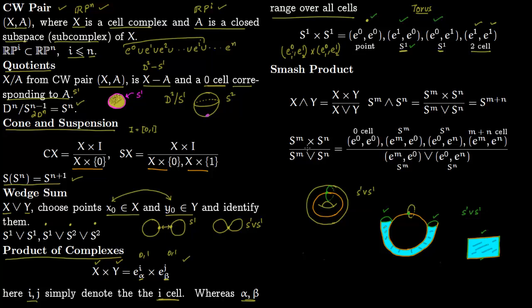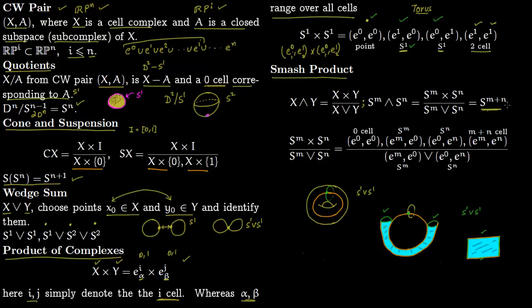Now we come to the smash product. So what you do is you take X smashed with Y as X times Y over X wedge Y. Now an example is Sm smash Sn is Sm times Sn over Sm wedge Sn. This will give you S^(m+n).